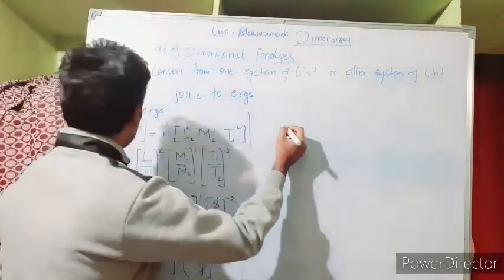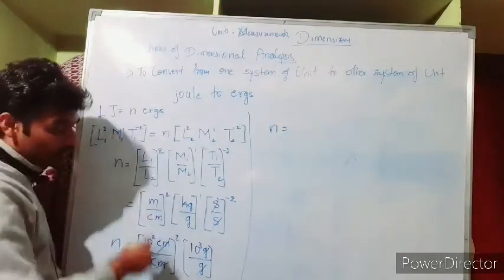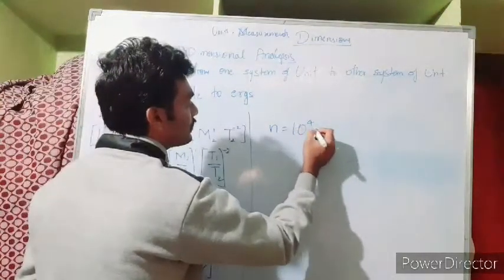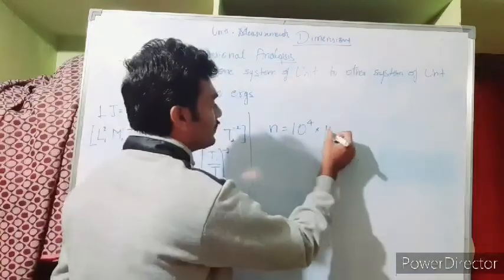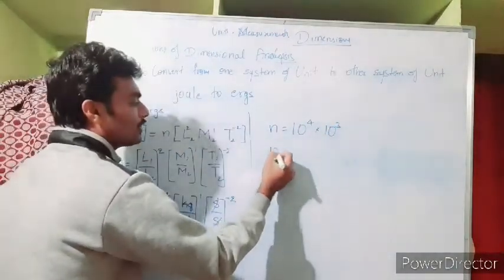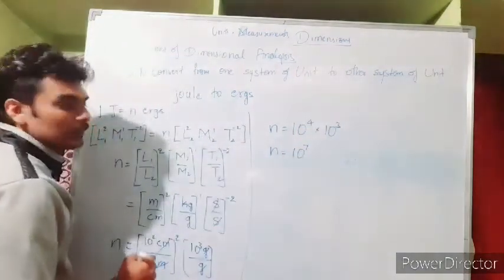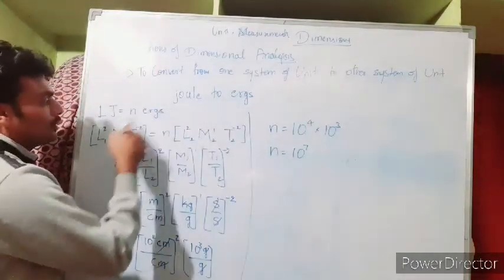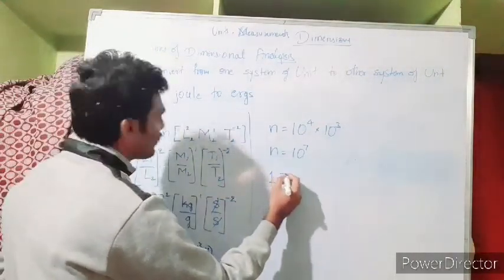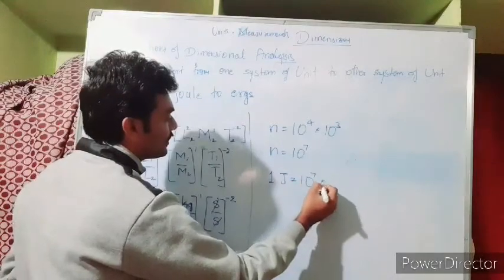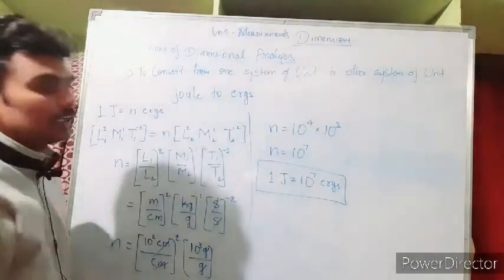So n is equal to, this is n, 10 squared whole squared is 10 to the power of 4 into, from this what we are left with is 10 to the power of 3, right, into 10 to the power of 3. So altogether 10 to the power of 4 into 10 to the power of 3 is 10 to the power of 7. So now we have converted from joule to ergs. That's it. We needed the value of n. So I can write 1 joule is equal to 10 to the power of 7 ergs. This is how we convert from one system of unit to the other system of unit.